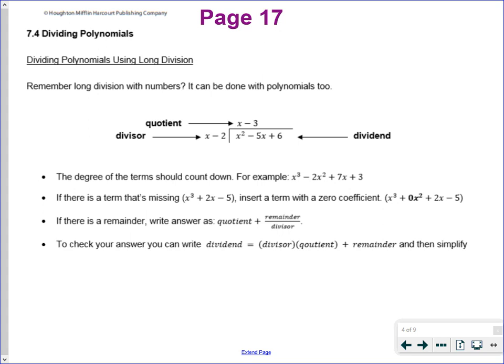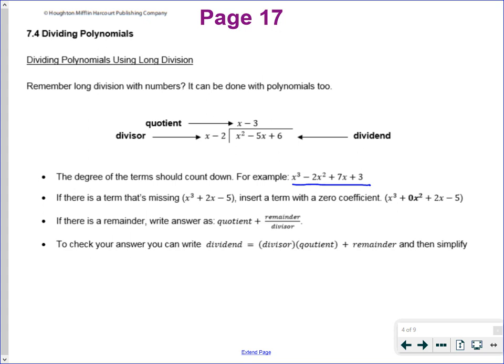When we're dividing two polynomials using long division, we need to remember a few things. First is that we want the terms to be in standard form. We want the divisor and the dividend to both be in standard form, or in other words, we want the degrees to be going from largest to smallest. For example, x cubed minus 2x squared plus 7x plus 3. It's going from highest degree to lowest degree.